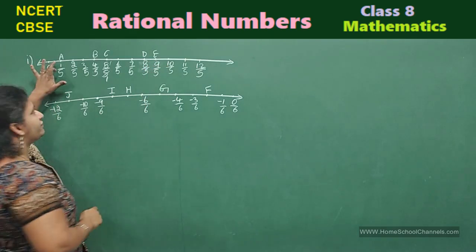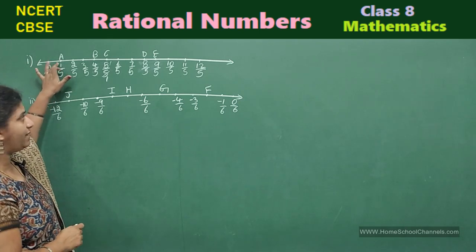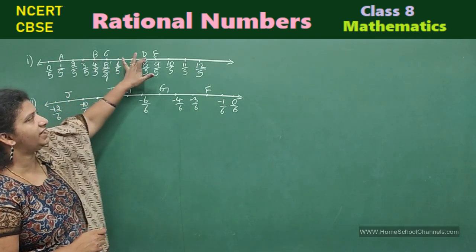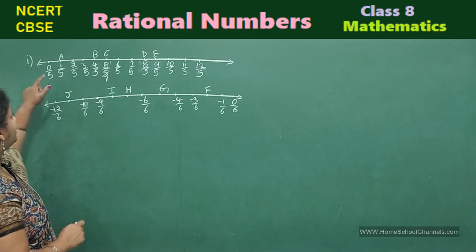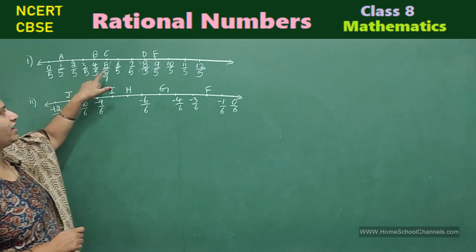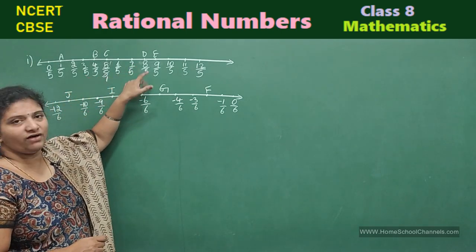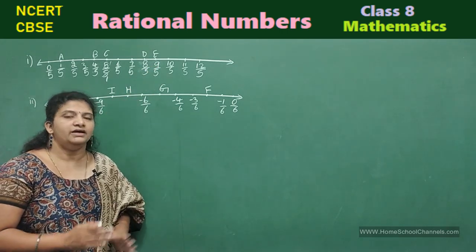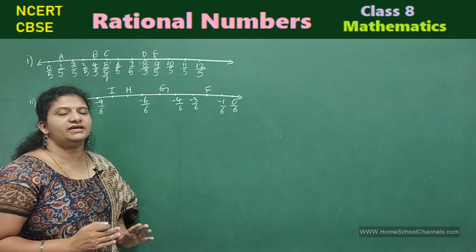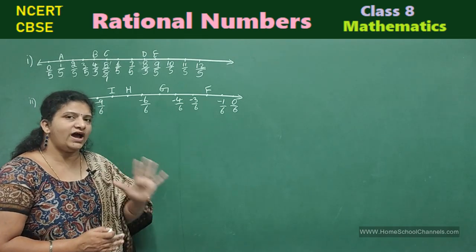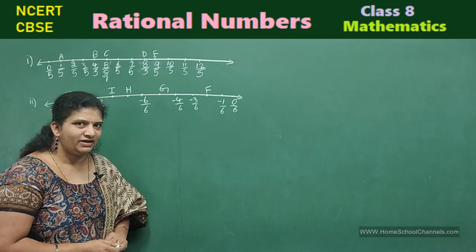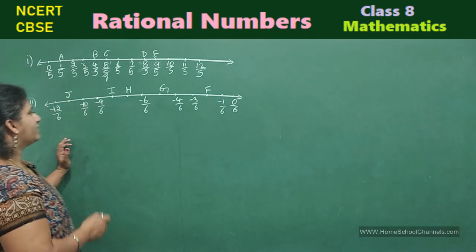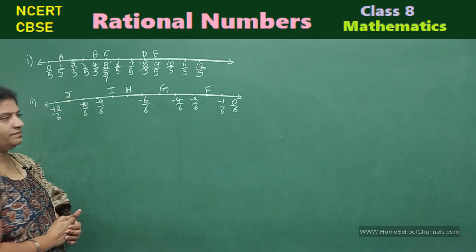So they asked to find the missing rational numbers A, B, C, D, E: 1 by 5, 4 by 5, 5 by 5, 8 by 5 and 9 by 5. Here what you need to understand is that each unit length is divided into 5 equal parts. Okay? Next one. See the next number line?